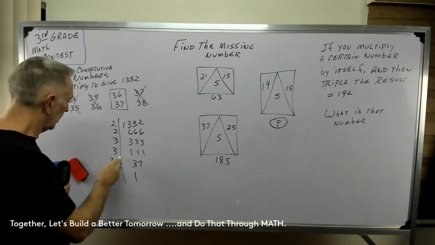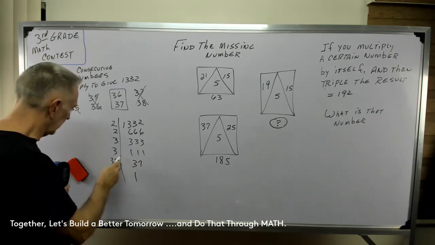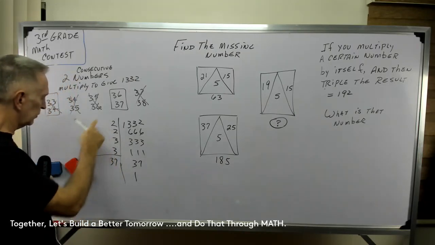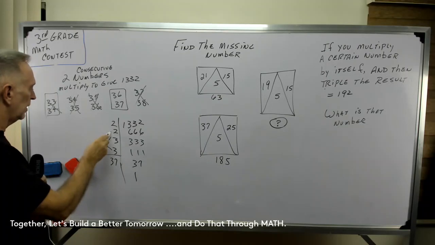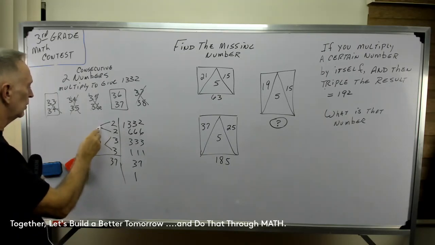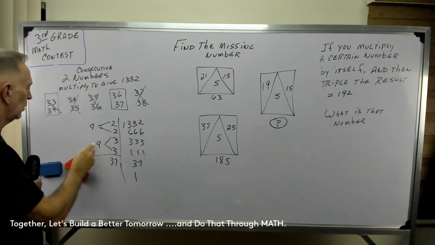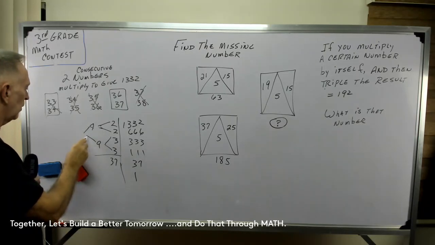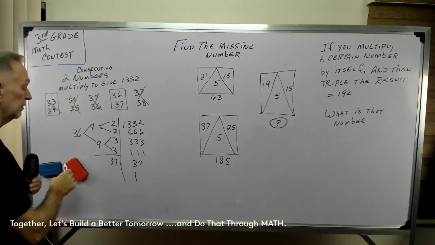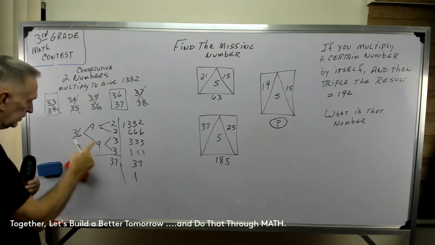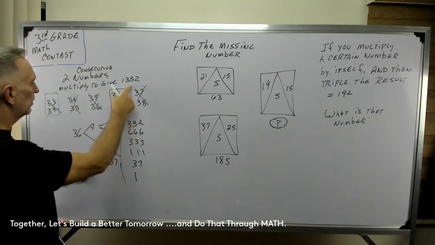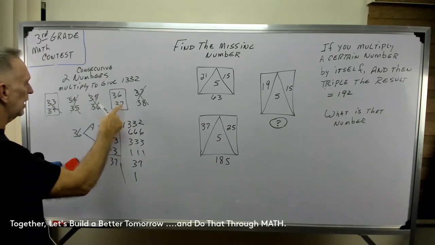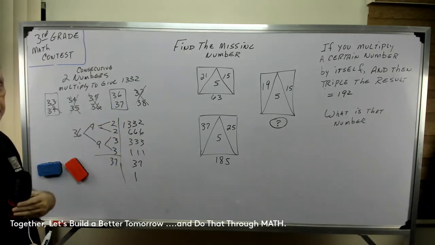37 divided by 37 is 1. So now then, I have 37 times all this other stuff. What's 3 times 3? 9. What's 2 times 2? Well, that's 4. What's 9 times 4? 36. Hey, 36 times 37 gives me 1,332. So this would be my answer. Okay?